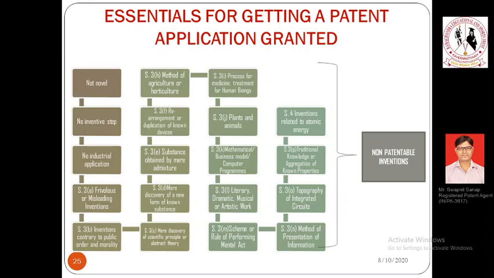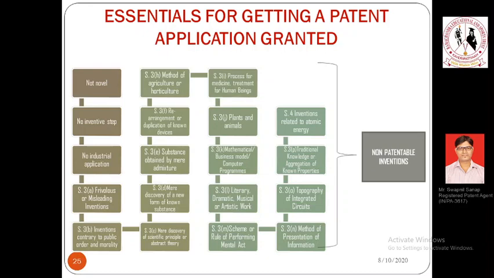Mathematical methods, business methods and computer programs per se are not patentable. Any mathematical equation, mathematical formula, any business model or any business method, A is equal to B is equal to C, A plus B is equal to C, or how to run a pickle shop or how to run a newspaper shop, such inventions cannot be patentable. Similarly, computer programs, the coding that we write, cannot be patented because they are already categorized under copyright and under literary work. Literary, dramatic, musical, or artistic works are not patentable. Why? Because they are already a part of copyright, right?